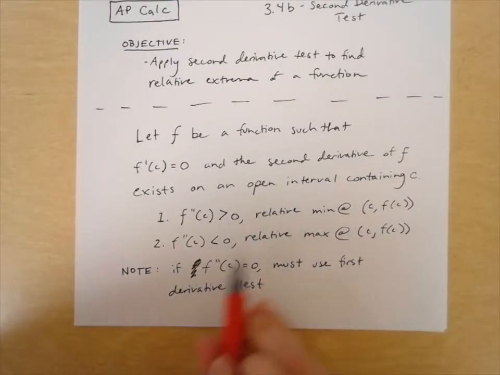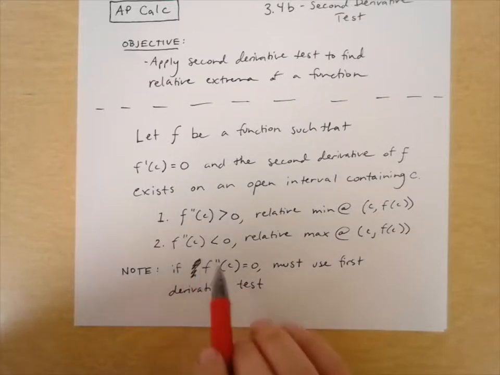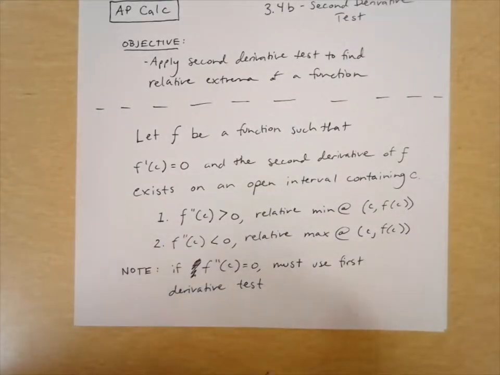And here's an important note. If you evaluate your second derivative at that critical number and you get a 0, then you can't use this test to find extrema. You have to use what we learned before, the first derivative test.